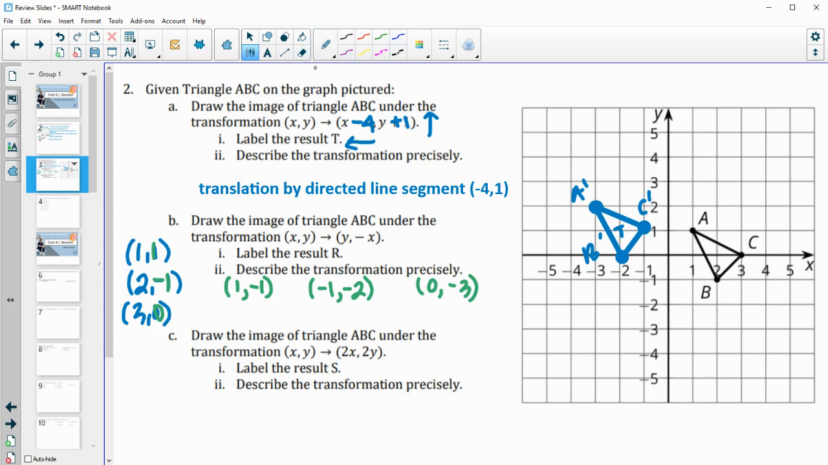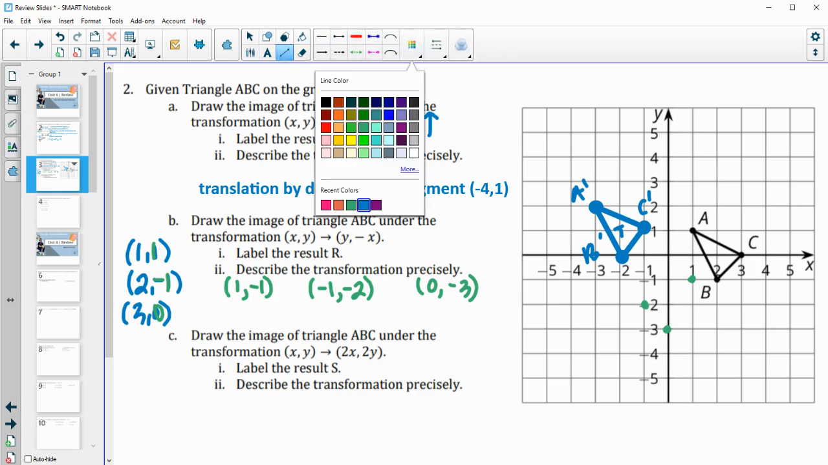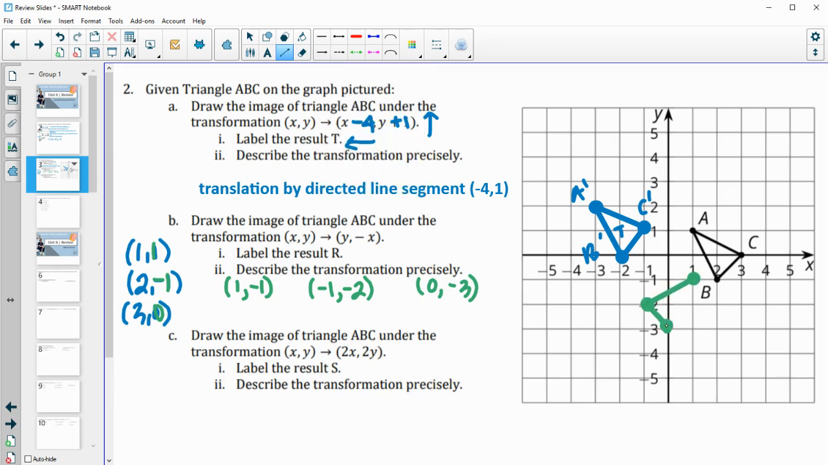And then you'll plot these new points. So we'll go to 1, -1, -1, -2, and then 0, -3. And then we can connect those. And they want us to label this one as R.